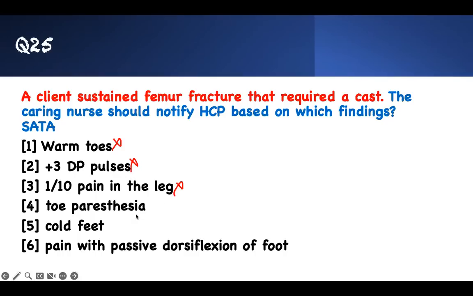If I have toe paresthesia, I'm not good. If my foot is cold, I'm not good. If I have pain with dorsiflexion of the foot, I'm not good. Those are early signs of compartment syndrome. So that is the way you go through and ask, is it good or not? If not good, then you choose it. But 4, 5, 6 are not good.